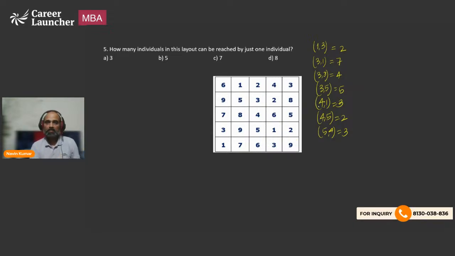So we can see that we have got a total of 7 such individuals who can be reached by just one individual. So when you deal with such kind of puzzles, this is actually a CAT set. You have to be very, very patient, very calm, okay? Because we had to check 25 cases, right?